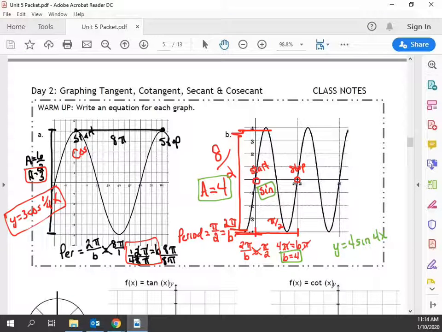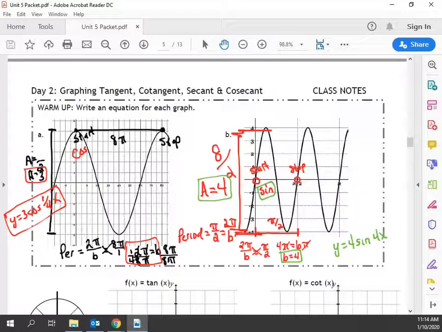Alright guys, we got 3 cosine 1/4 x, and then should be 4 sine 4x. Basically what I did was I looked at the very top and bottom, found the distance between them, which ended up being, you know what, I did this one wrong, didn't I? This should not be there, should it?